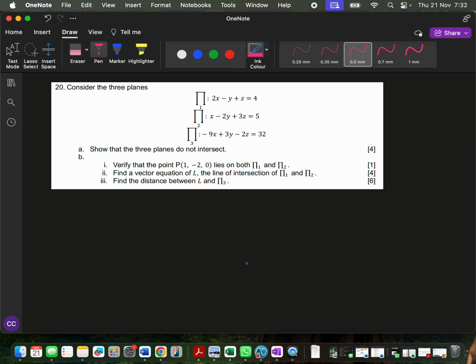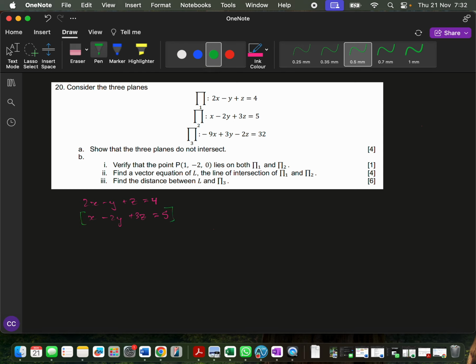Basically, we just need to eliminate some variables. If we start with 2x minus y plus z equals 4, and x minus 2y plus 3z equals 5, I'm going to use just simple elimination to make this quicker. We could use Gaussian row reduction, but I think that's just going to make our lives more complicated.